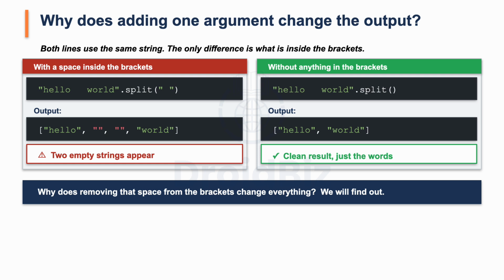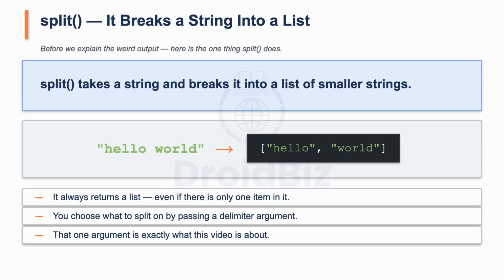Now you remove the space from the brackets, just that one character, and suddenly it works. Same string, same method, just one argument difference. And the output is completely different. This is one of the most common Python bugs that nobody warns you about. By the end of this video, you will know exactly what is happening, and you will never be caught off guard by it again. Before we get into the why, let us make sure we know what split actually does.